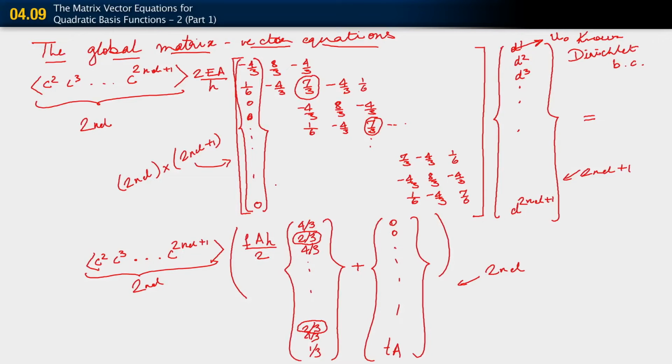And when we do that, we get C2, C3, up to C2NEL plus 1, multiplying 2EA over H. The big matrix here, I'm going to write it yet again. It's 8/3. Sorry.